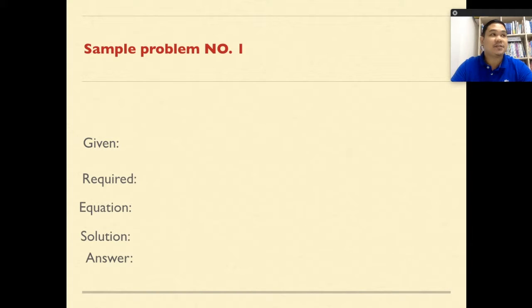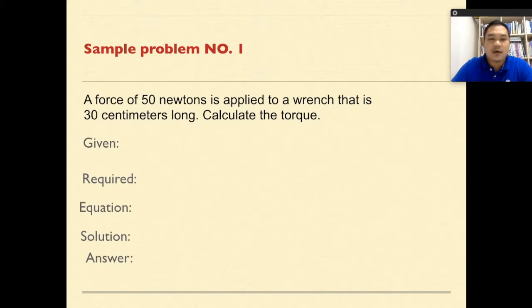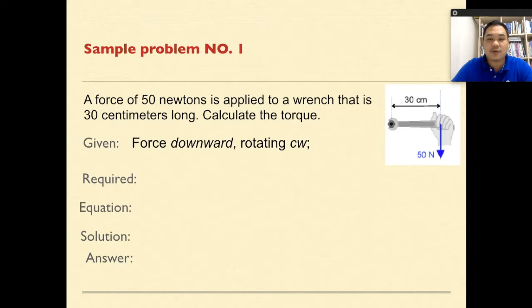Now, let's try our sample number 1. A force of 50 Newton is applied to a wrench that is 30 centimeters long. Calculate the torque. So we have here the given. The force is downward, which is expected to rotate in a clockwise direction.